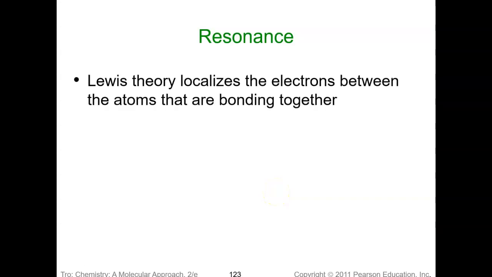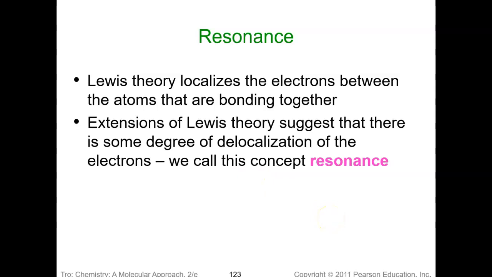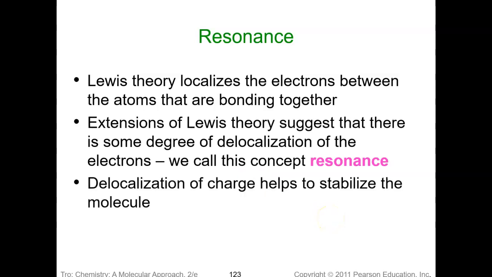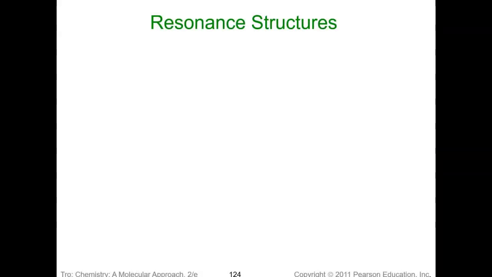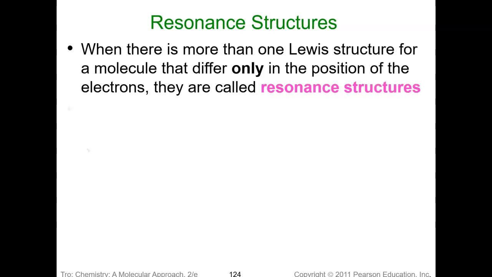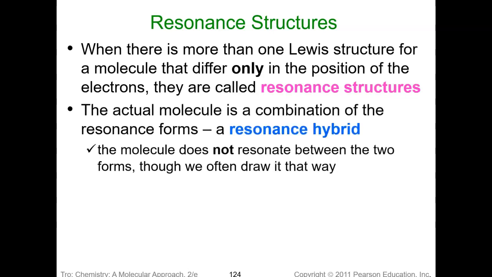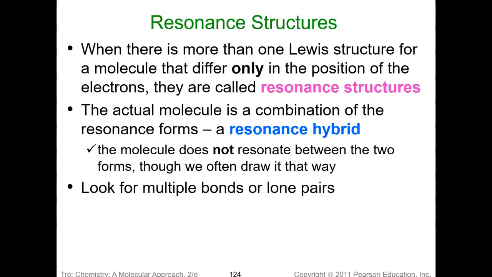So Lewis theory talks about how electrons between atoms are bonding. And an extension of this is resonance, which means that the bonding is delocalized, which means that the double and triple bonds can move around and it helps stabilize the molecule. So resonance really is just more than one way to draw a Lewis structure. And again, the only difference can be the electrons. You can't change the atoms around, just the electrons. And so when you have a resonance, it means that there's more than one correct Lewis structure, which means that only drawing one Lewis structure is actually incorrect.